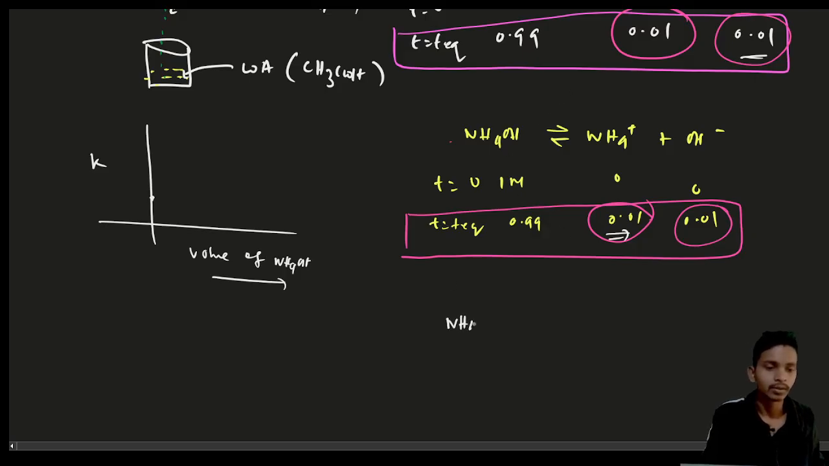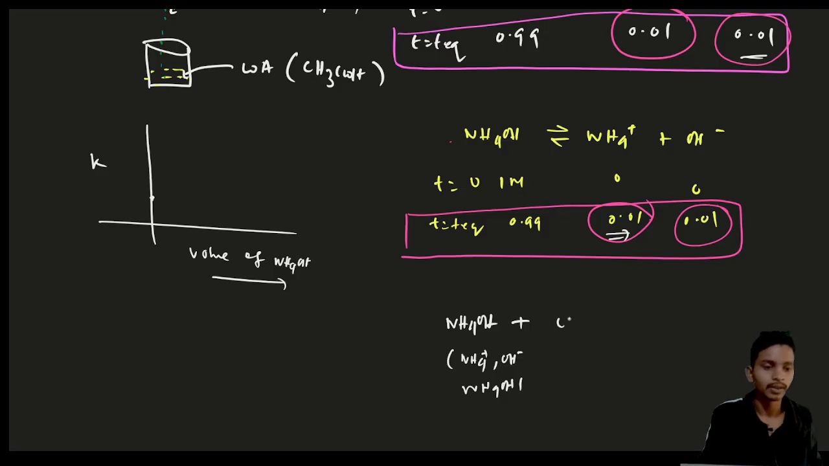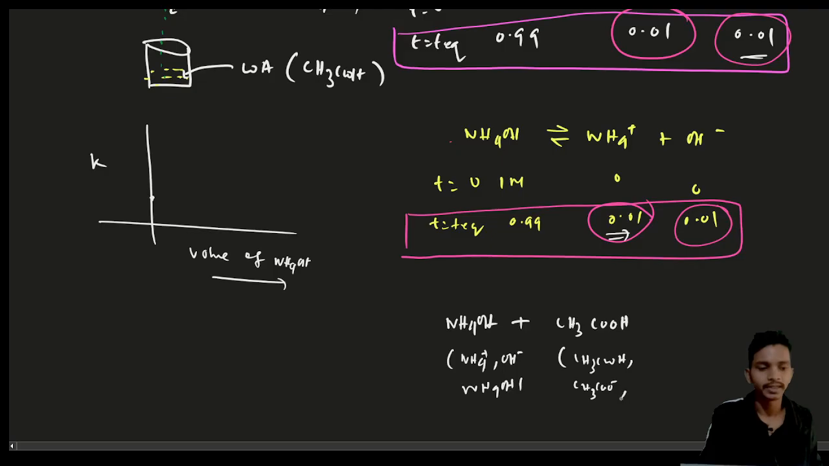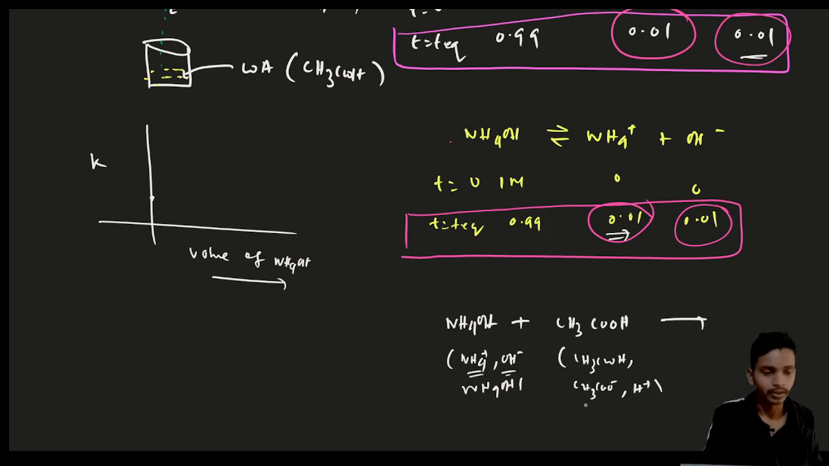So NH4OH, what is coming is NH4+, OH-, and NH4OH in the solution. And in the solution with CH3COOH, CH3COOH is there, CH3COO- is there, and H+ is there. So although a very small amount of NH4+ and OH- is coming, it is coming something, right?